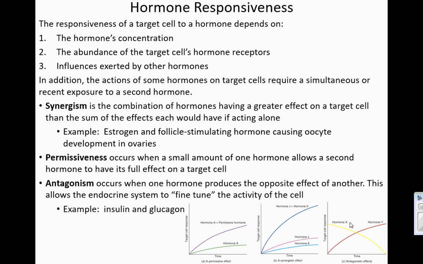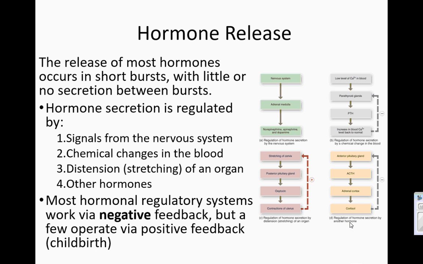We'll even see the same type of thing with blood calcium, which is regulated by antagonistic hormones. So we'll see a couple examples of antagonistic hormones. Insulin and glucagon is just one.